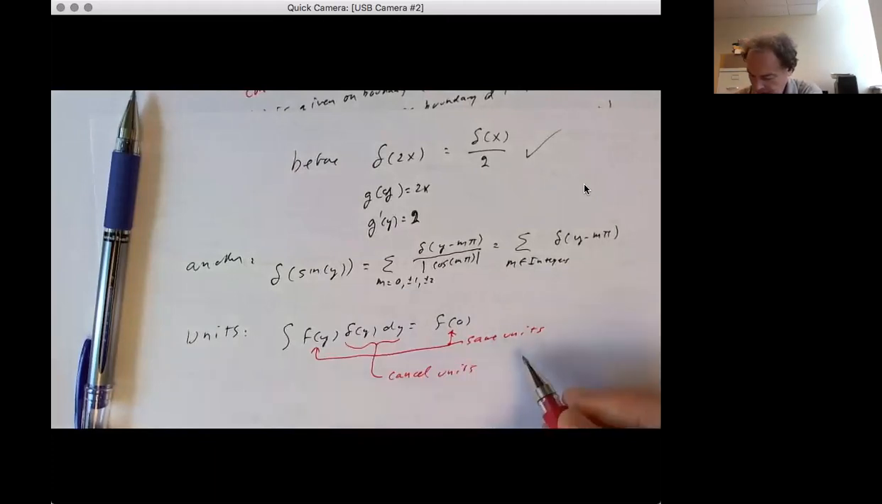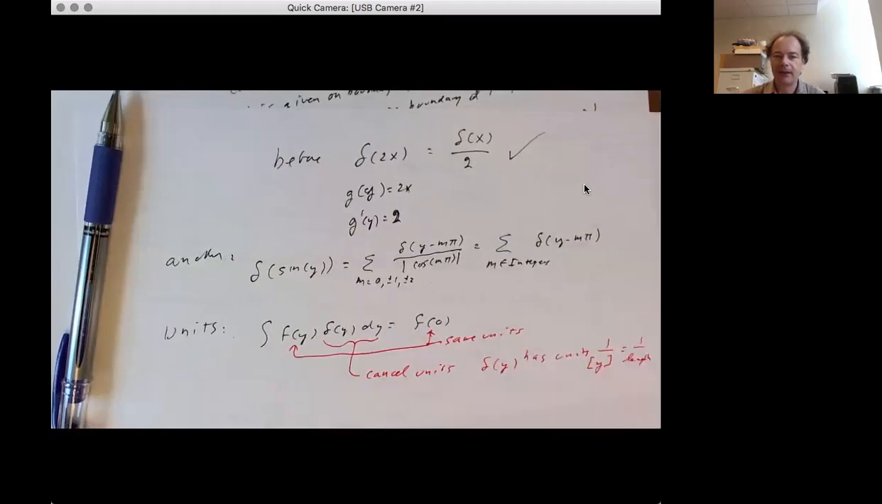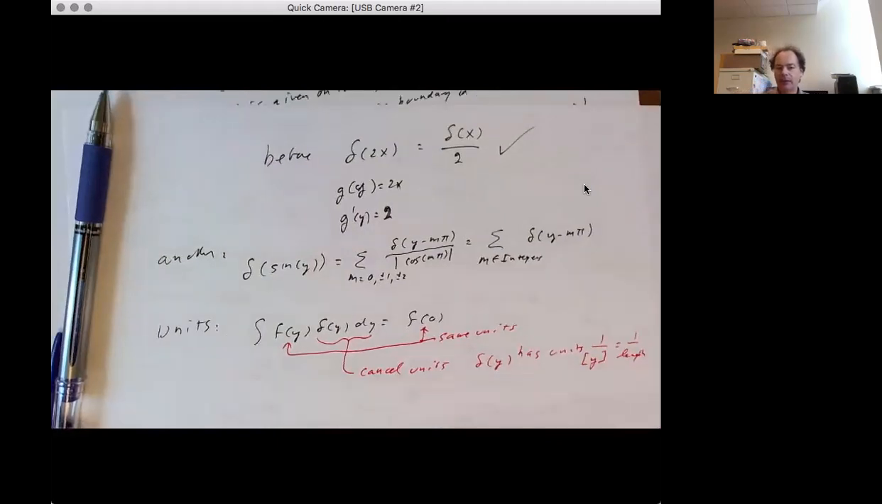So the delta of y has units 1 over whatever the units of y are. Typically that's going to be 1 over length, if we're talking about a normal axis. But it can really be 1 over whatever it is that those units of y are on the inside. So delta functions have units.